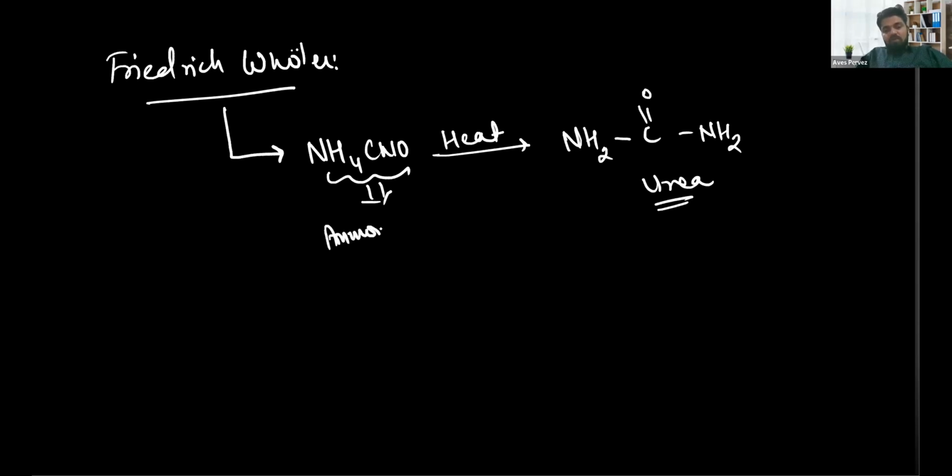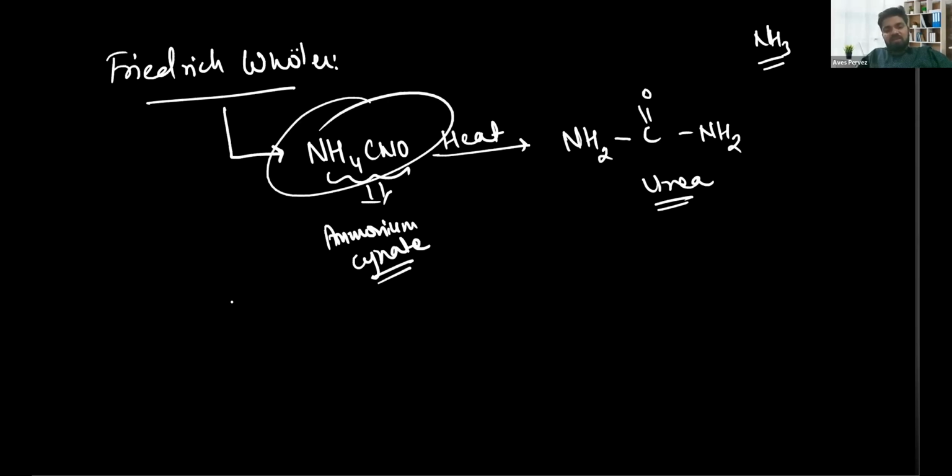Sir, ammonia is an organic compound, right? Ammonia we can prepare, it is a natural gas, NH3. No, it is not an organic compound. We are talking about ammonium cyanide. So ammonium cyanide is NH4CNO. How did he get this ammonium cyanide?